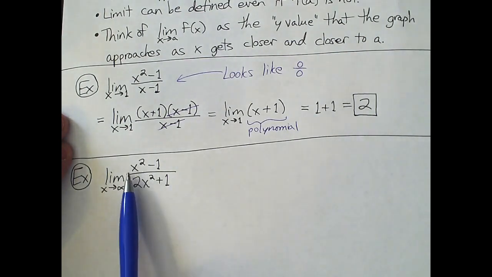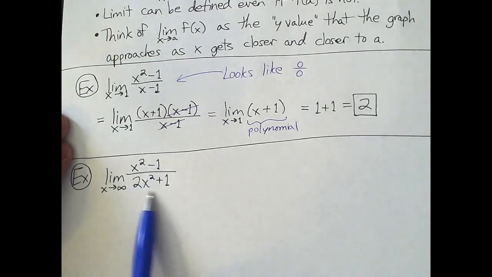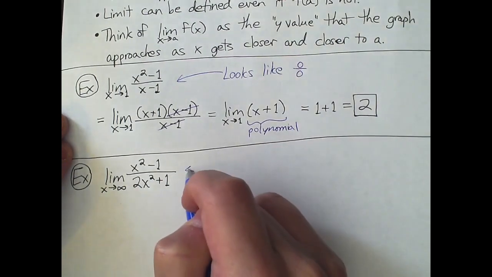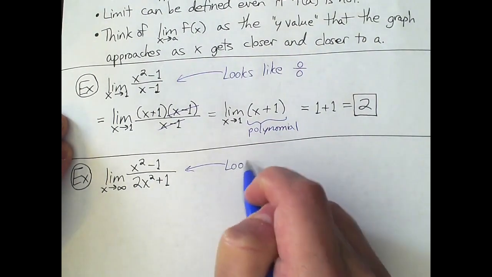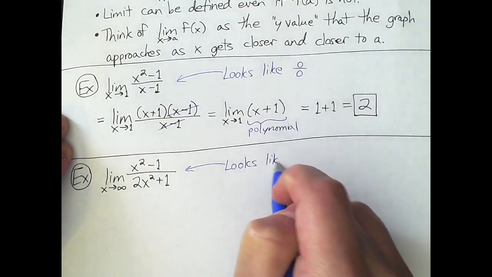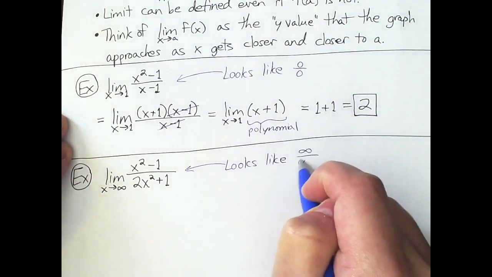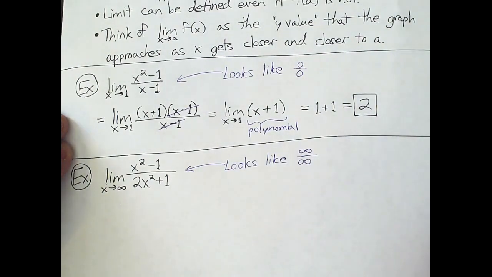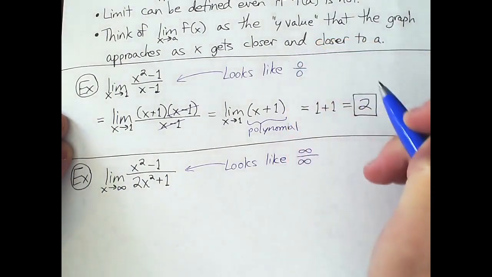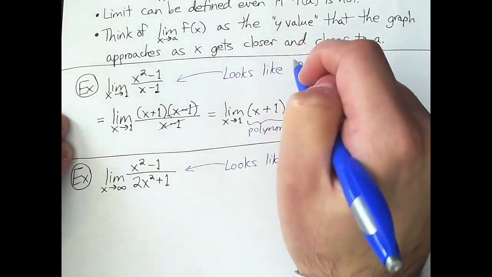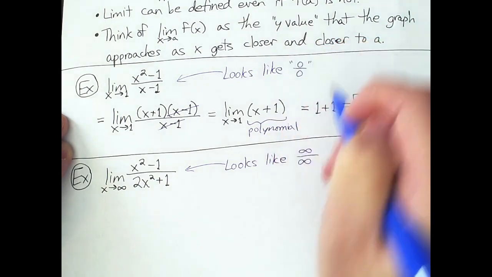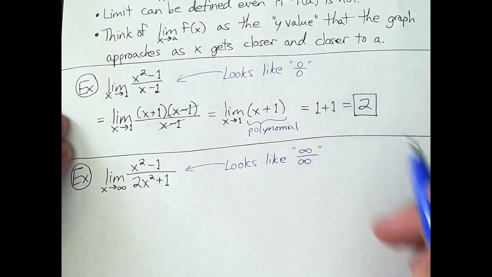So what's happening to the numerator and what's happening to the denominator? I would say that this looks like "infinity over infinity." Maybe I should put these in quotation marks because it's not really 0 over 0. It's not really infinity over infinity.